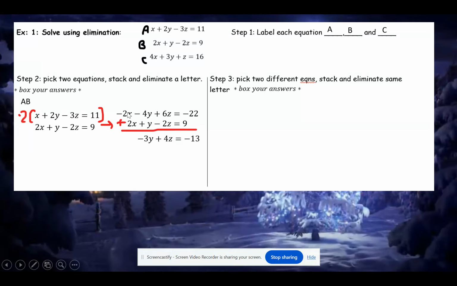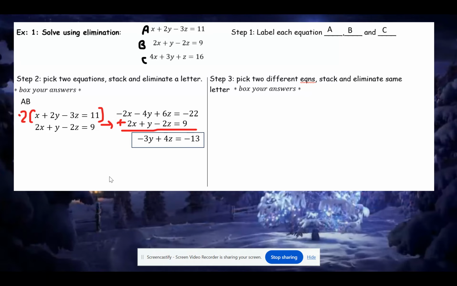And then we can add the equations together. So x's go away. You get -3y, 4z, and -13. Now you did not get an actual answer yet. You still have letters, but notice how you only have 2 letters now. So that means we're making headway. You want to go ahead and put a box around that because we're going to need it later, and I want it to be really easy for you to find. And step 2 is done.